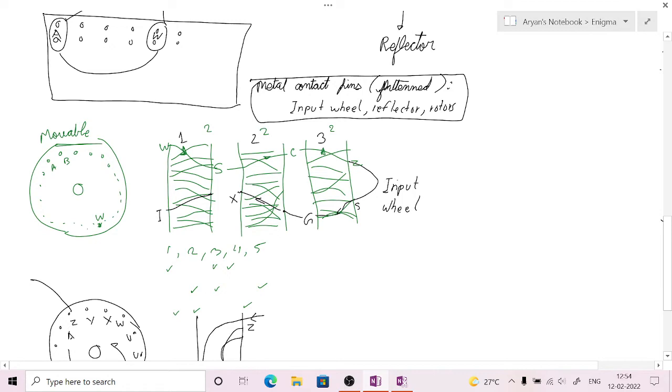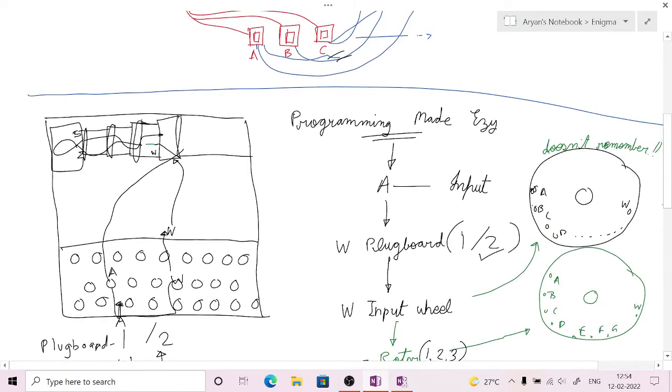I don't know why I have written input wheel here, it should not be input wheel, it should be reflector. So by the reflector, it came back, S was changed to S by the reflector, and then S was changed to G, G was changed to X, X was changed to I. This is just an assumption that they are connected in such a way, and then we return as I. So W went in and we got I.